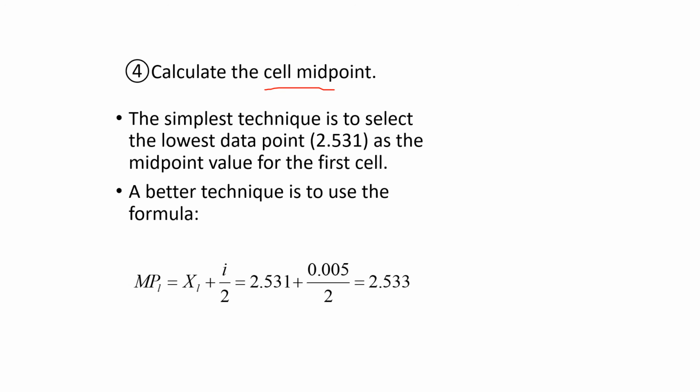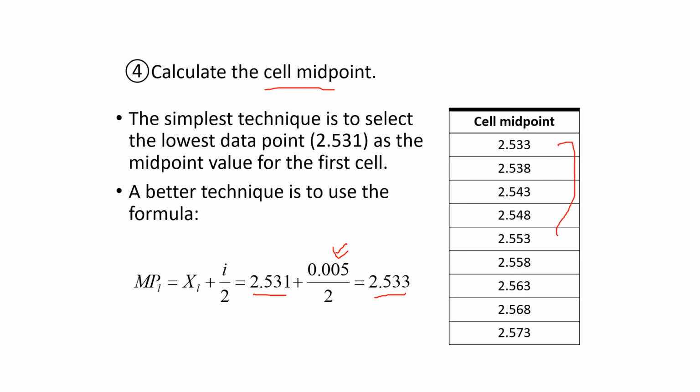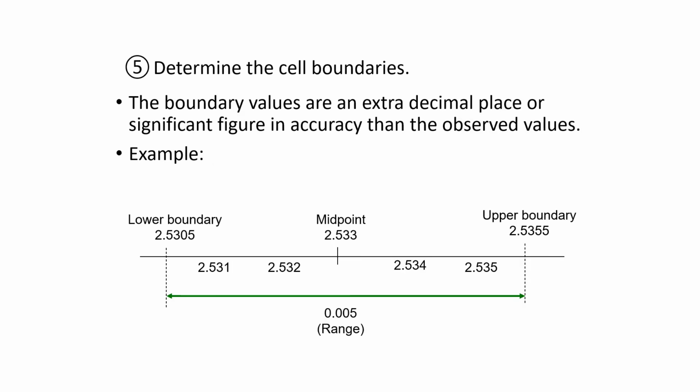The better technique uses this formula. So 2.531, this one is the lowest, plus I, which is 0.05 (you choose I as 0.05), divided by 2. So you get the mid value 2.533. So you plot this mid value in the graph here. This is the lower bound, this is the upper bound, and this is the mid value.